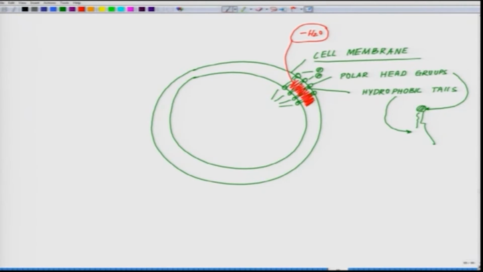Now, on this membrane are embedded certain unique structures like this. Some of them are pumps, cation channels, anion channels. Okay.